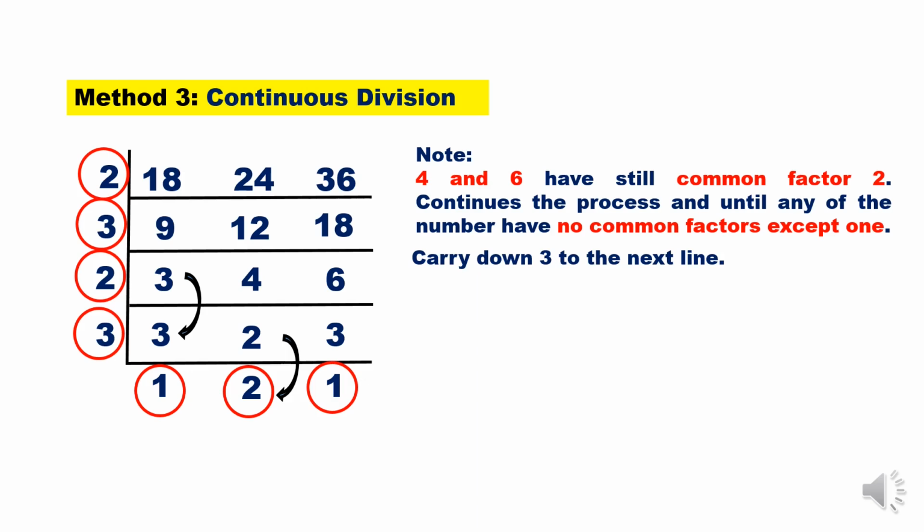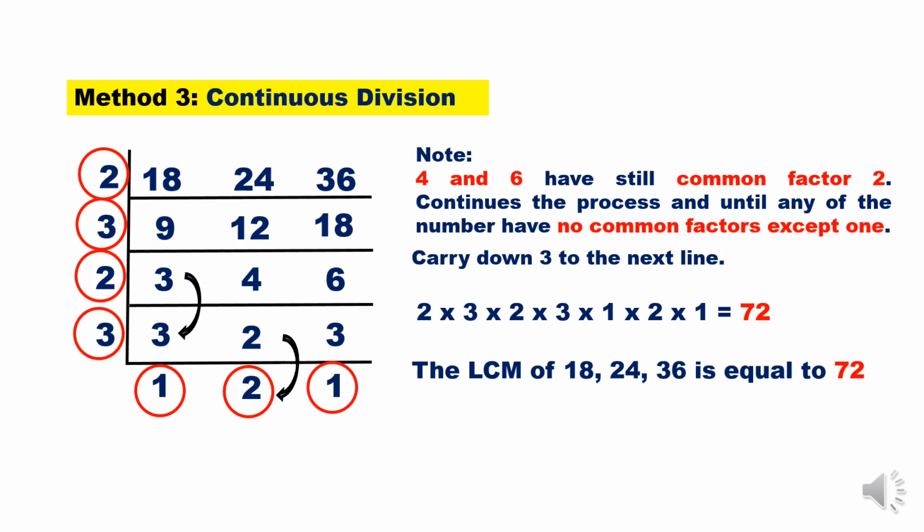Para makuha ang LCM, just multiply 2 times 3 times 2 times 3 times 1 times 2 times 1 equals 72. The LCM of 18, 24, 36 is equal to 72.